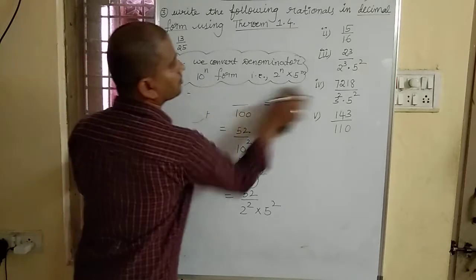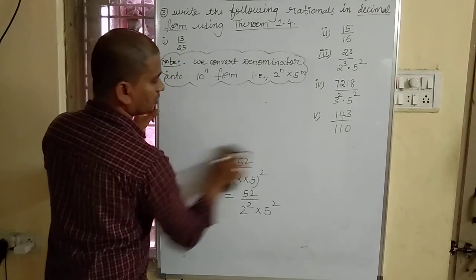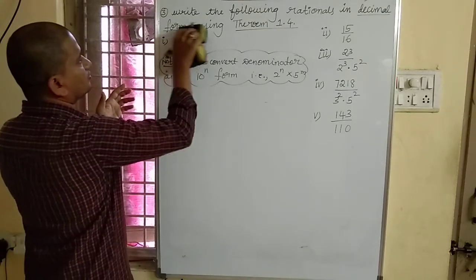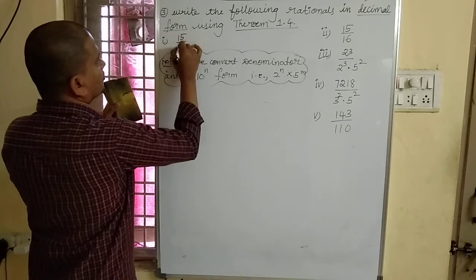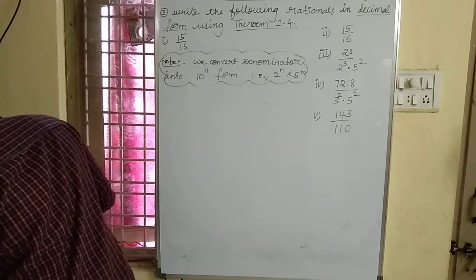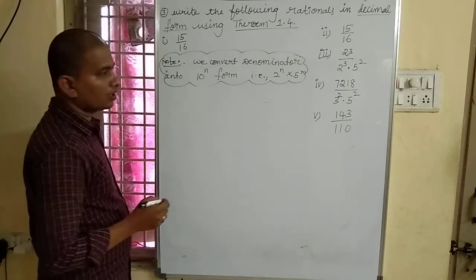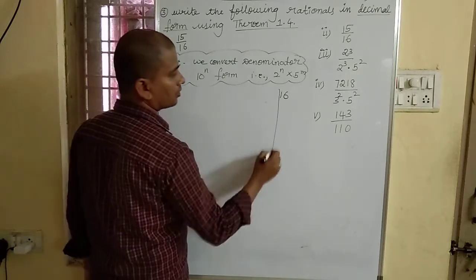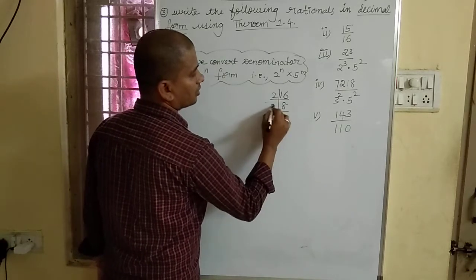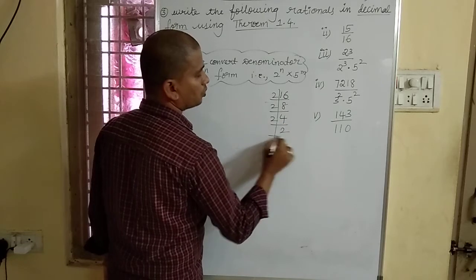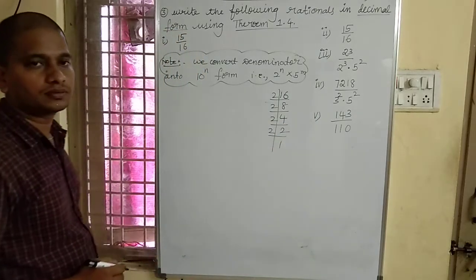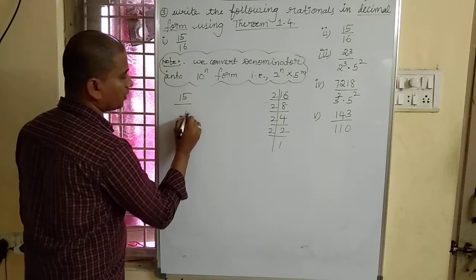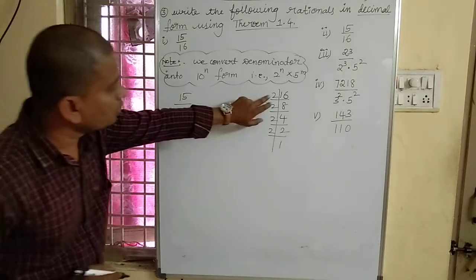So the second question is 15 by 16. What is the denominator here? 16. 2 eights are 16, 2 fours are 8, 2 twos are 4, 2 ones are 2. So I can write 15 by 16 as 15 by 2 to the power of 4, because 2 is repeating 4 times.